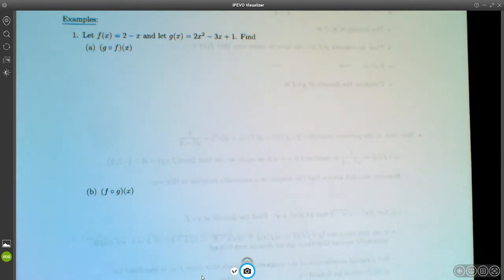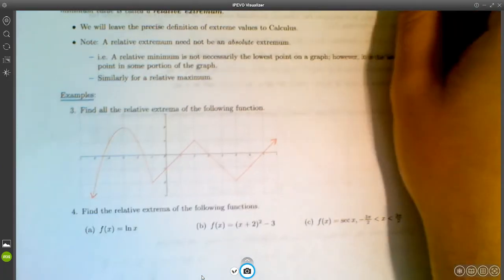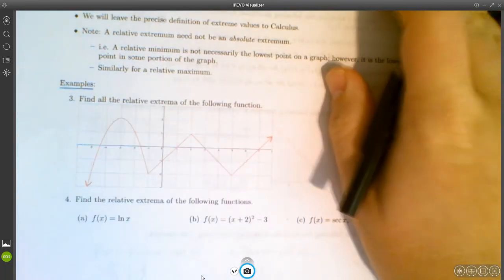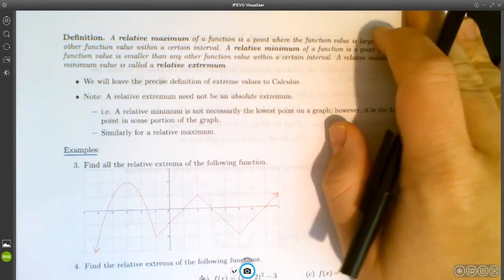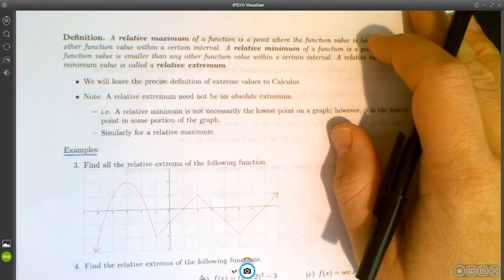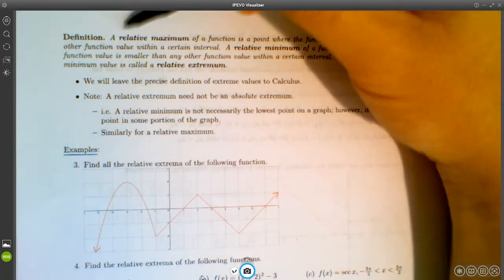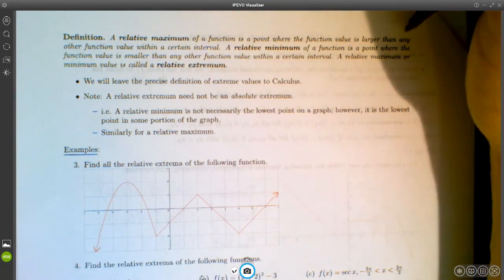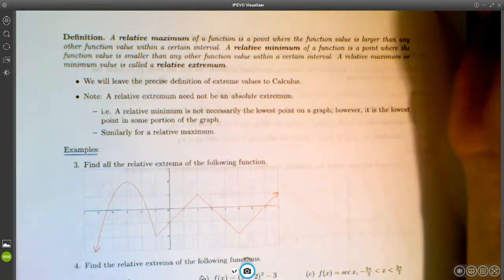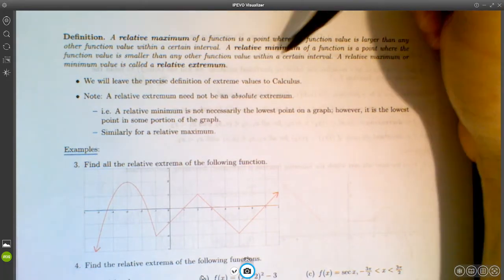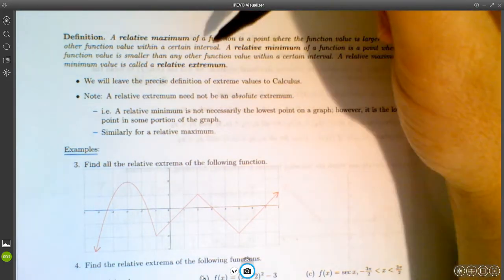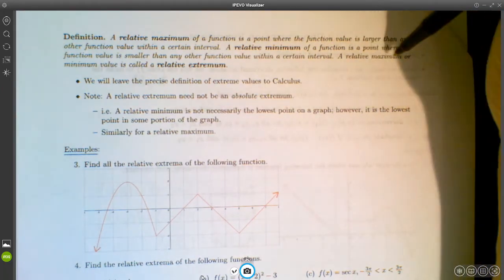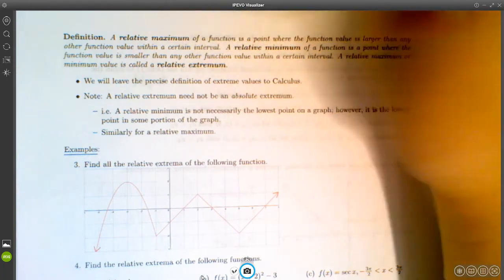A notion that's related to the notion of being increasing, decreasing, or constant is the idea of relative extrema. Okay, so a relative maximum of a function is a point where the function value is larger than any other function value within a certain interval, right? A relative minimum is a point where the function value is smaller than any other function value in a certain neighborhood, I guess. And then a relative maximum or minimum is called a relative extremum.